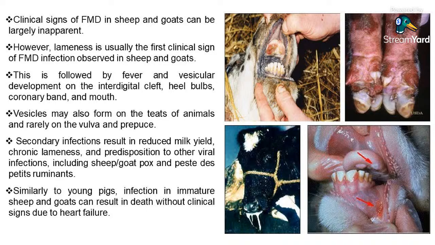And secondary infection also occurs because of the reduced milk and the chronic lameness, like other viral infections. And in young pigs, they die. And young sheep and goats also die without showing any clinical signs due to myocarditis or due to heart failure.